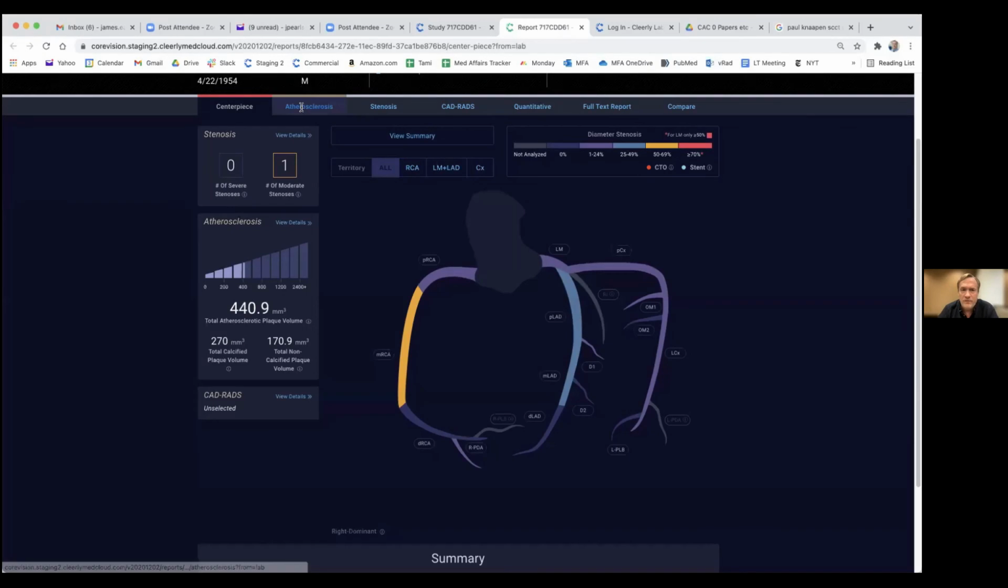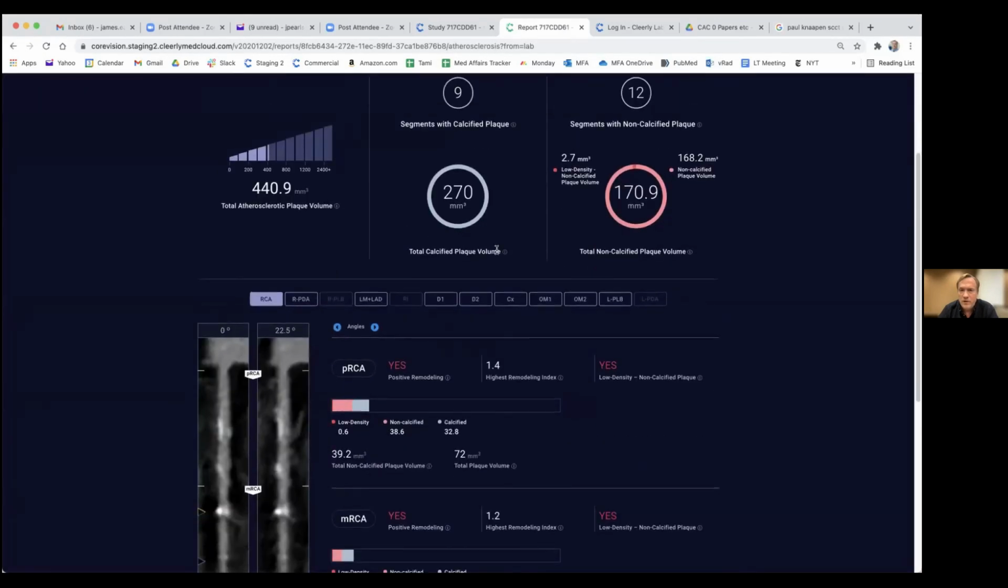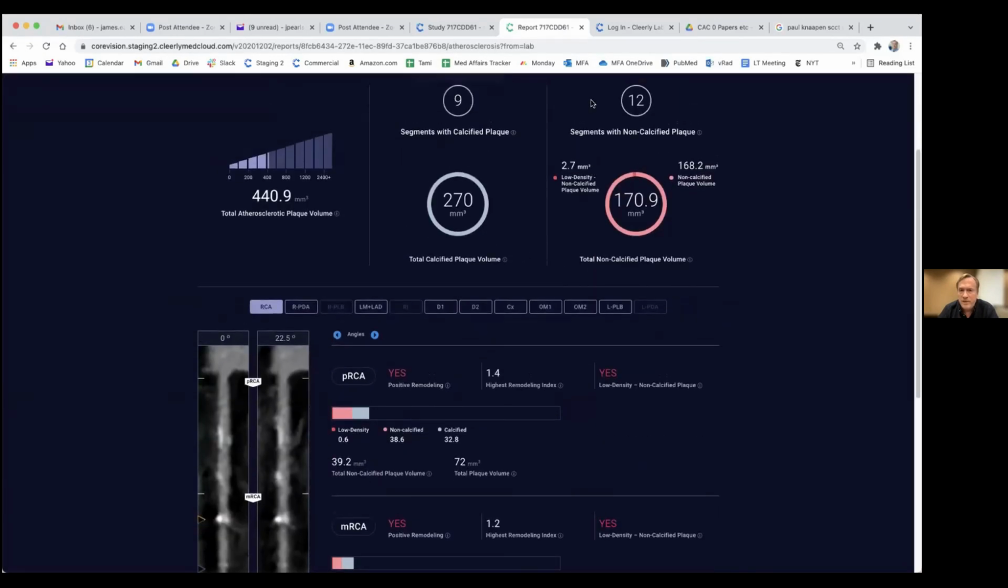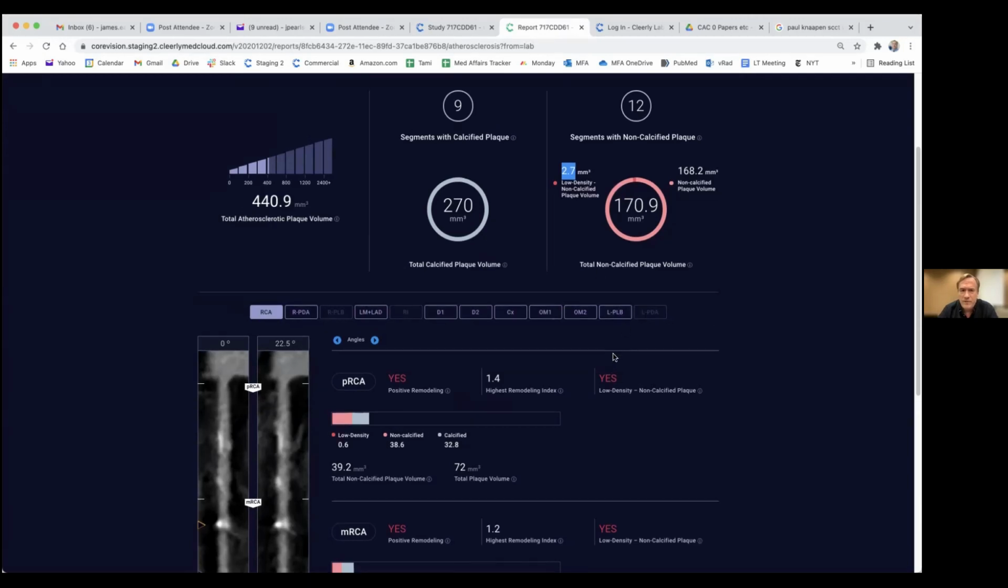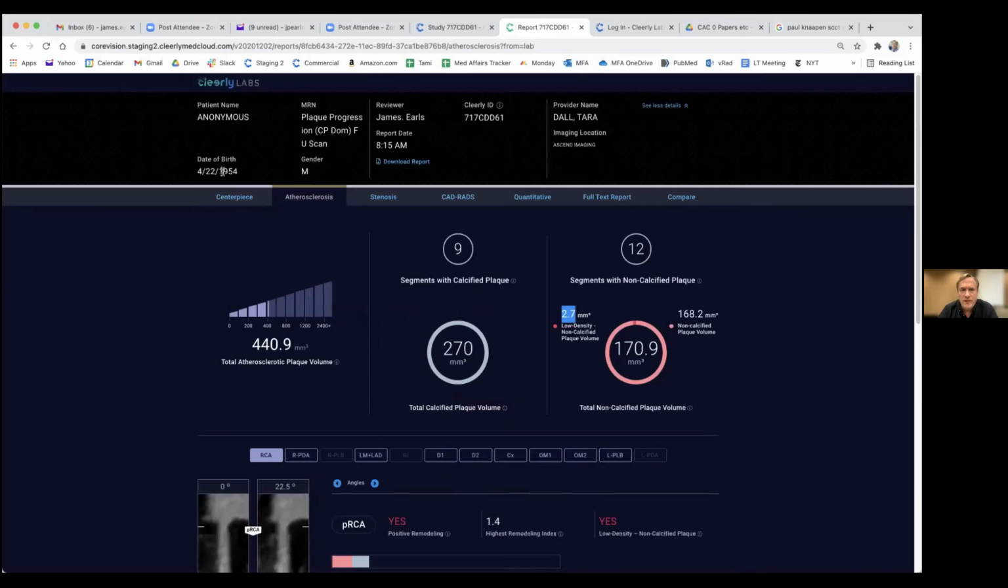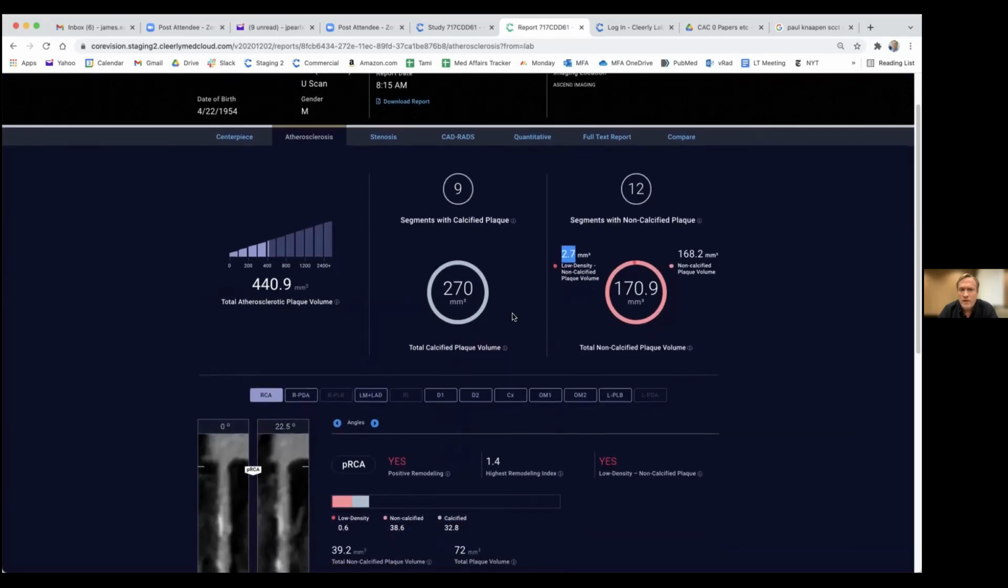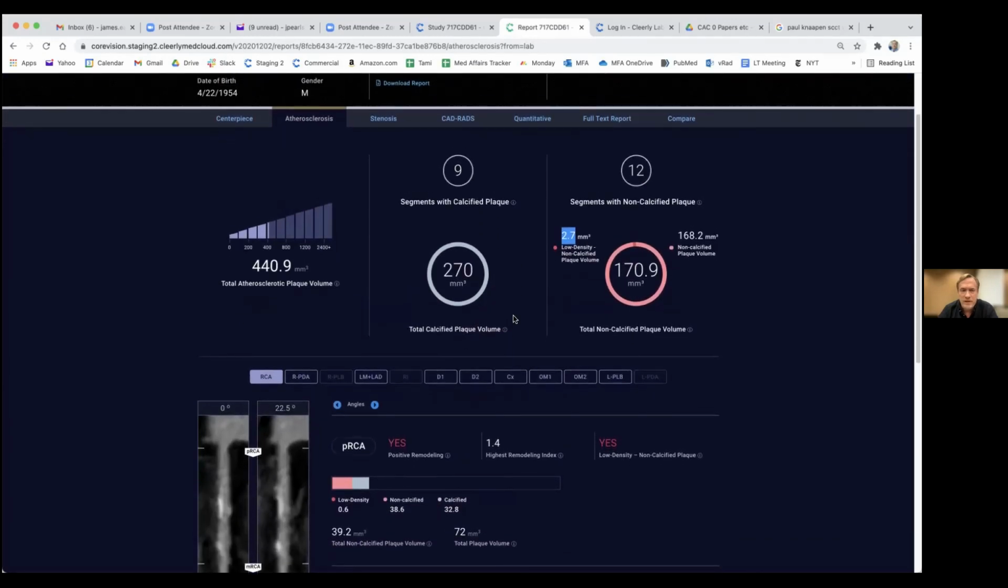And then on our platform, you can jump over and get a lot more granular detail on what segments are involved with the plaques, the total volumes of calcified plaque. And in this patient, the actual amount of the lowest density, which is the riskiest plaque, the low density non-calcified plaque, is quite low at 2.7 cubic millimeters. This particular patient, born in 1954, is close to 70 years old. This is a fair amount of plaque for someone in that age group, but of course, people get more plaque as they get older.